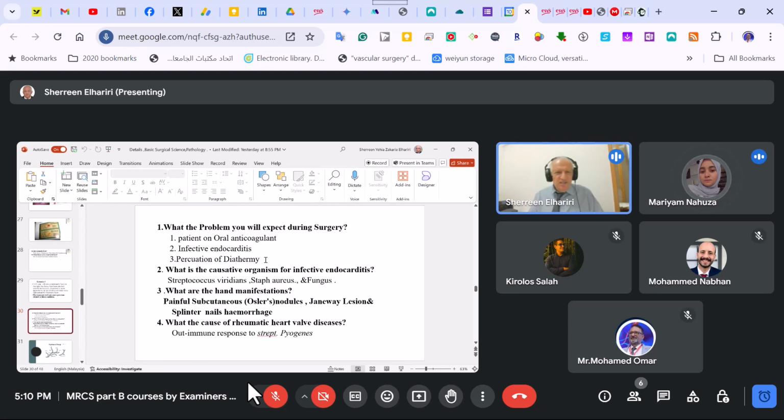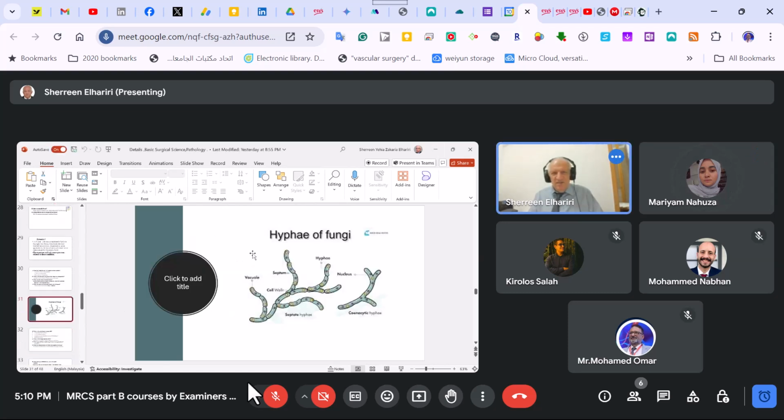All right, so we start with infective endocarditis. What are the causes of infective endocarditis? Strep viridans, Staph aureus, and fungal infections. Fungus infection. Yes. Can you see this picture? Yes. This is an extension we call hyphae. Usually we show you the picture and remember that it is a fungus infection.